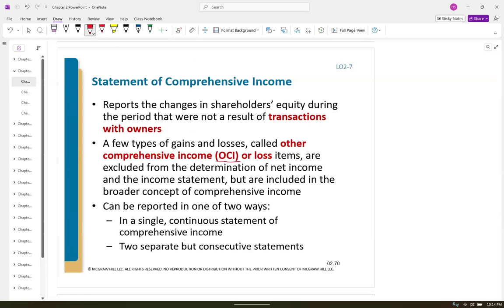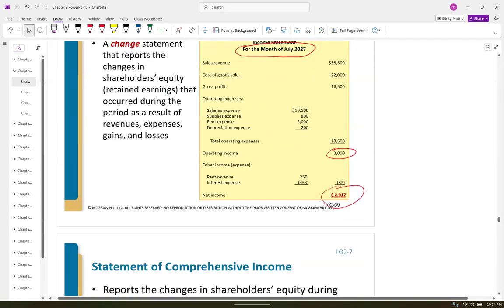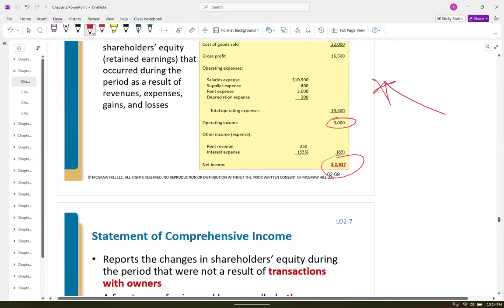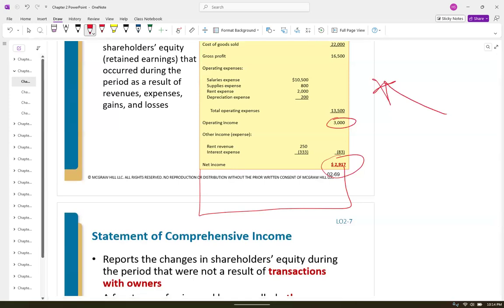Haven't really talked about a statement of comprehensive income up to this point. They'll sometimes call this OCI, other comprehensive income. This reports some changes in shareholder equity during the period that were not the result of transactions with owners. These are very specific when they end up on comprehensive income. They are not in the income statement yet. Sometimes they'll just do the comprehensive income just below the income statement, or sometimes they will break this out into another statement.